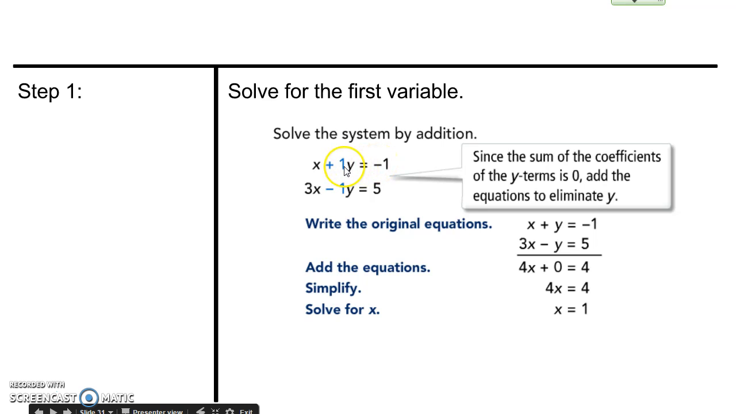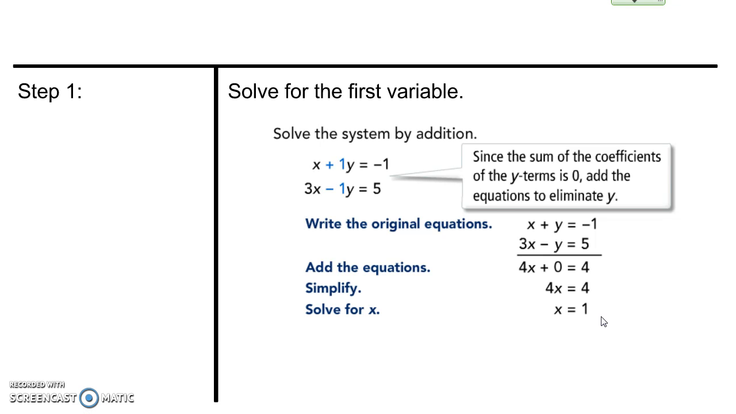Now notice that we have plus 1y, and then we have minus 1y. Those are additive inverses, and so when I put those together, guess what's going to happen? They cancel each other out. And it's so beautiful that that happens because look what that leaves us with. We add 1x plus 3x together. We're just adding straight down, and we get 4x. Y minus y is 0, and then negative 1 plus 5 is 4. We can get rid of the 0 because of the additive identity property. And then 4x equals 4, so x equals 1.